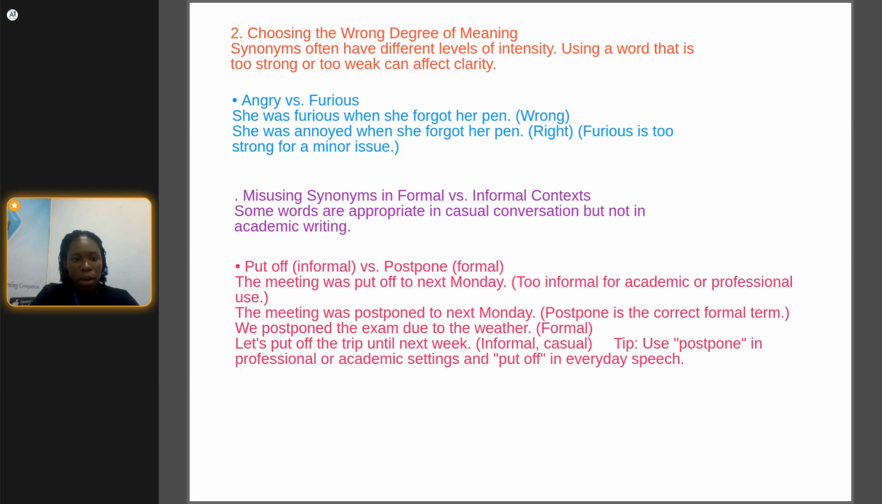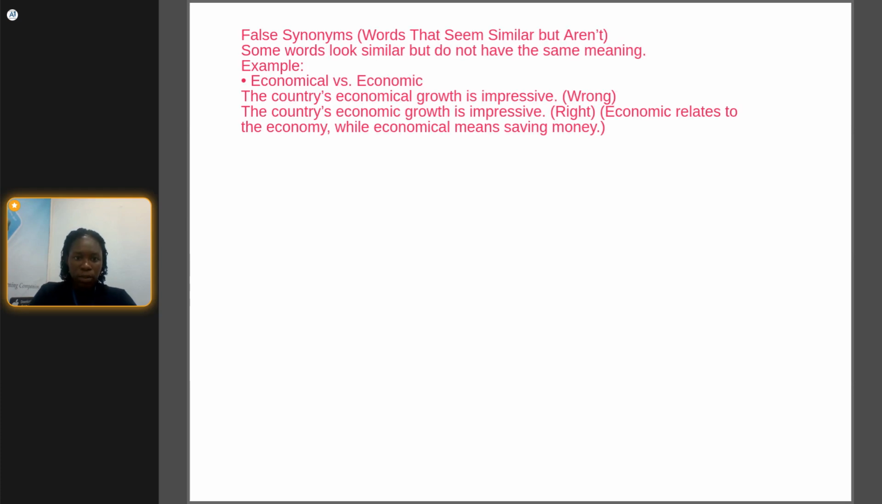So I'm going to have to wipe this off so that we can have the next point on. All right. I hope we grasped that already. Okay. So we're looking at false synonyms as the next point. Words that seem similar but are not. So some words look similar but they do not have the same meaning.